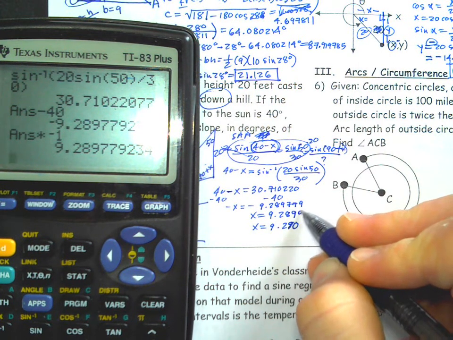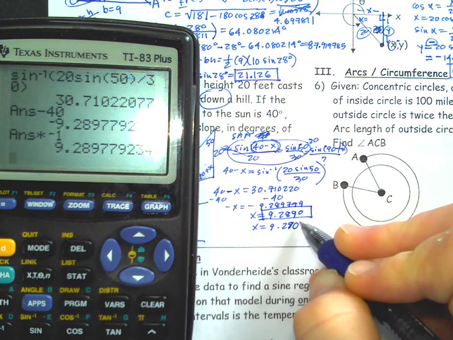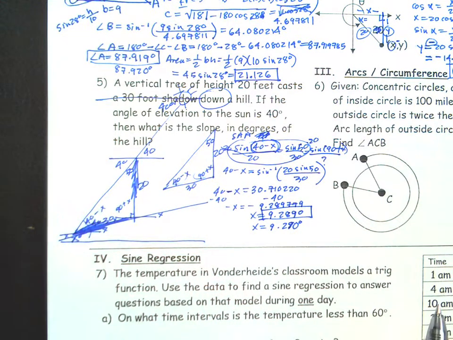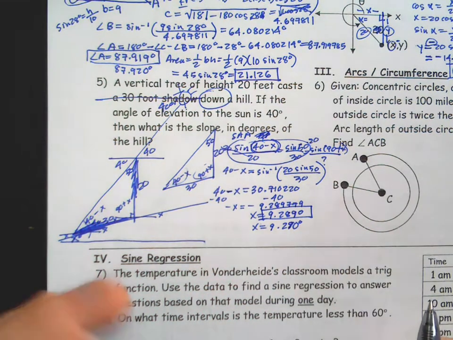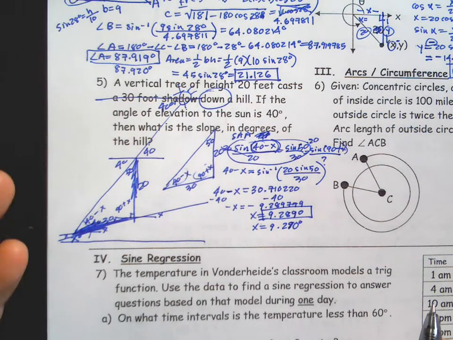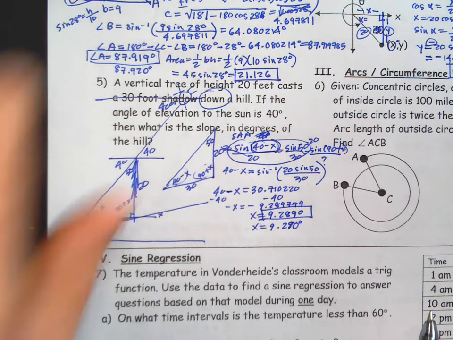Now, this is degrees. That's an angle. So there you go. Draw a picture. It's the same picture we've been drawing. We just ended up finding something a little different than we've been trying to.